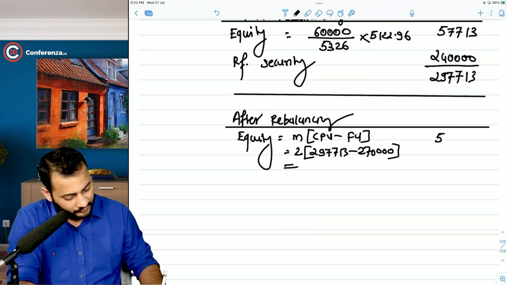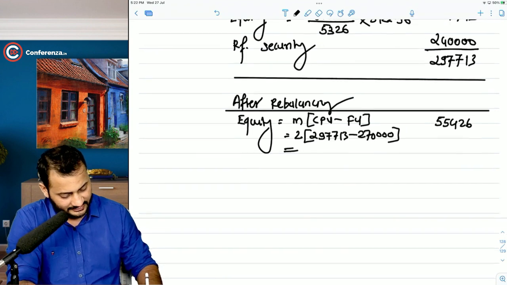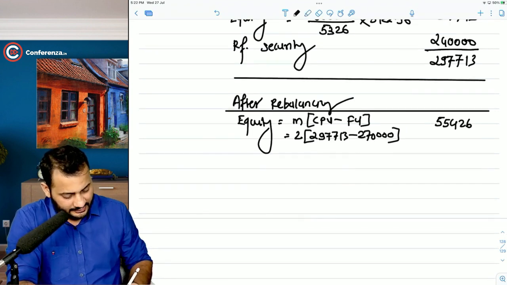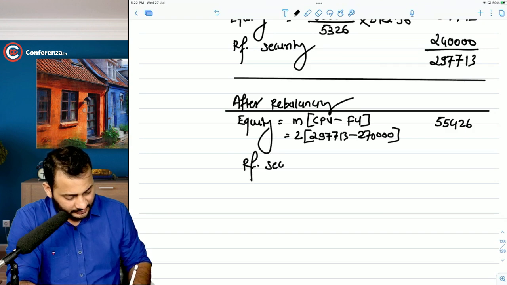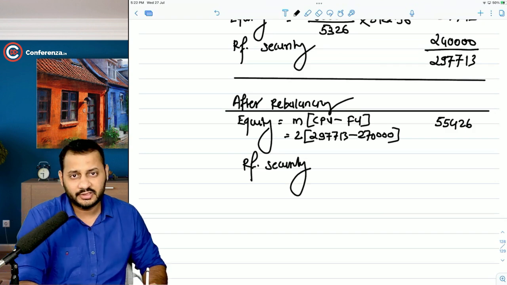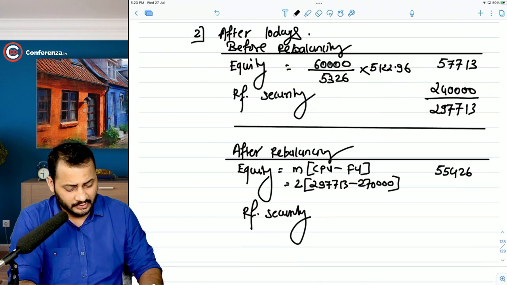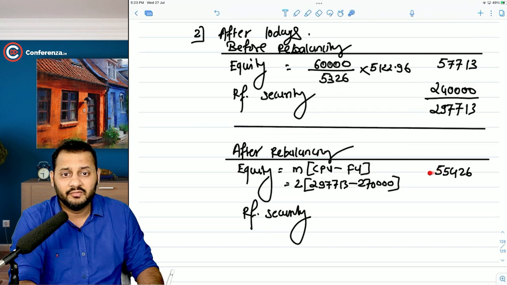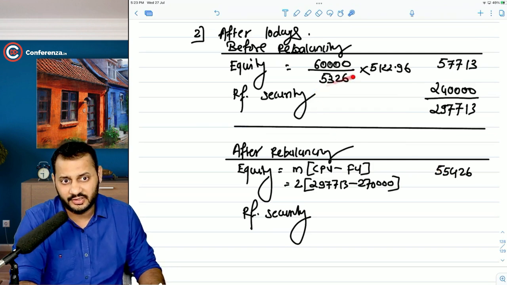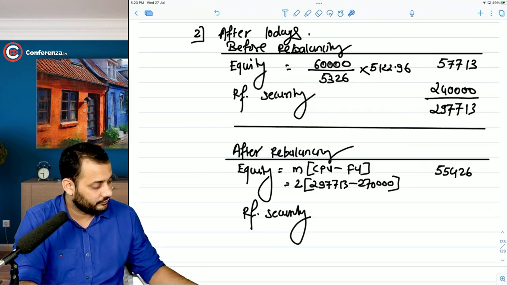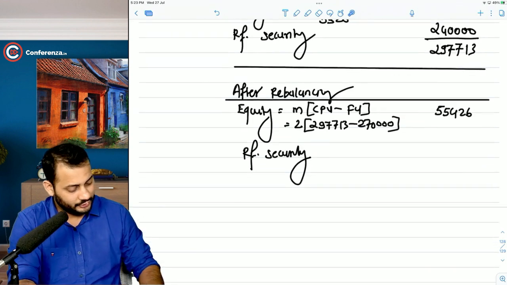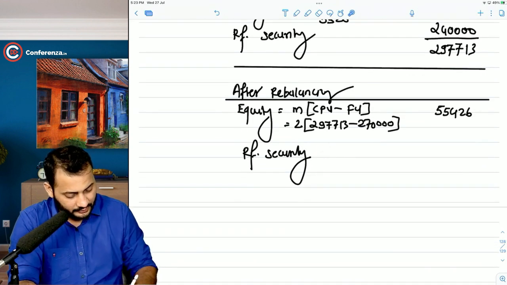That comes to 55,426. And then risk-free security. How much will be the risk-free security? It's very simple, sir. The amount you are reducing in equity will get invested in the risk-free security. So calculate 57,713 minus 55,426. That's 2,287. It will be 2,40,000 plus the difference that you are selling in equity.